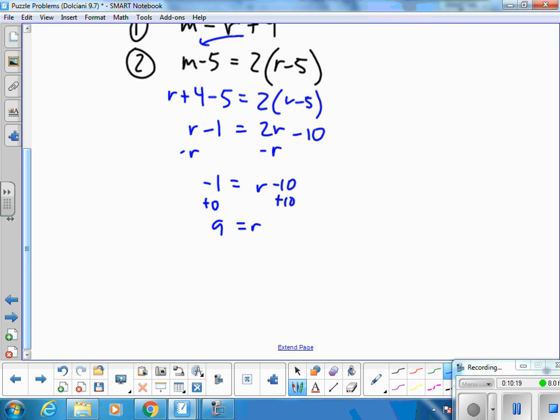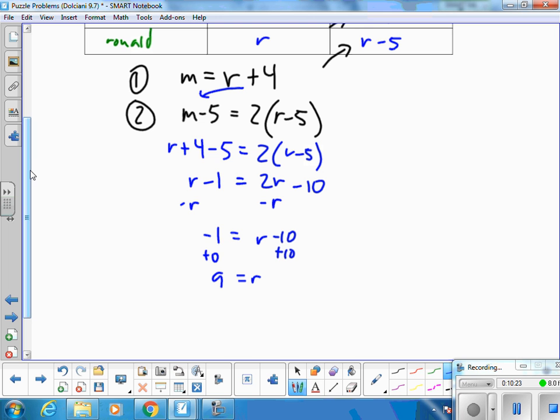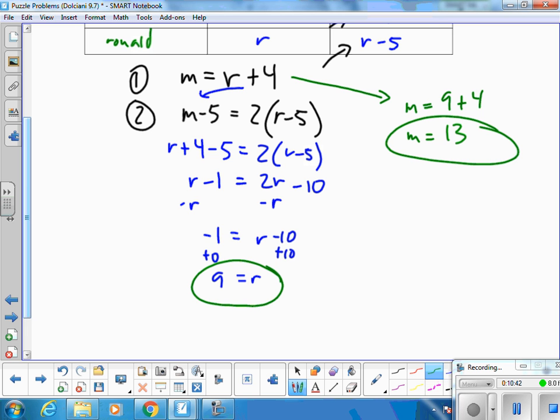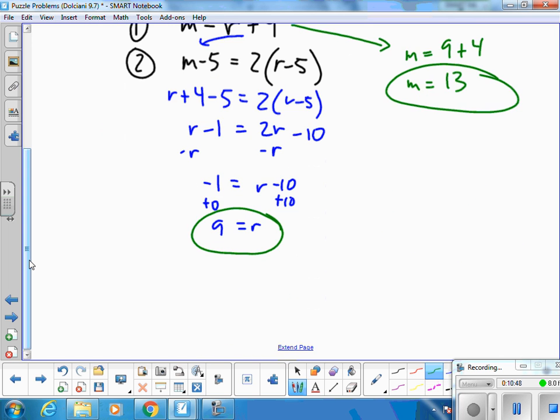So in this case, we can see that Ronald equals 9, and I can then use this equation up here to finish this off. So if I know what r is, I can just plug it right in. Equals 4. Mimi equals 13. So I can use this information to see that Ronald is 9 and Mimi is 13. To answer the question, find their ages.